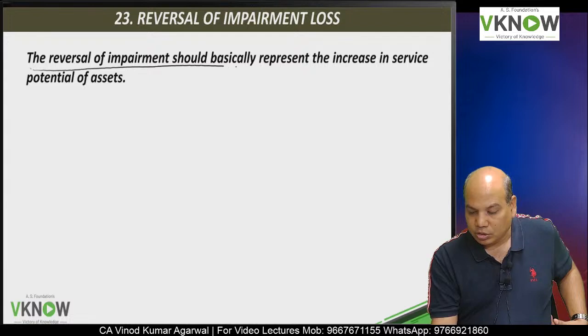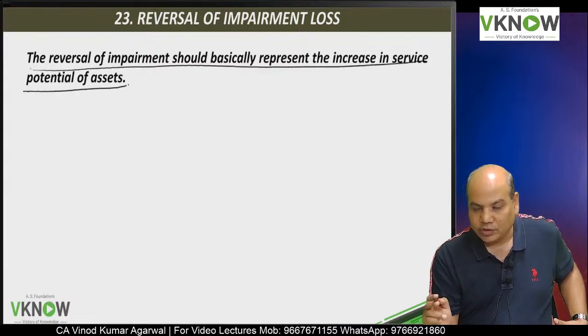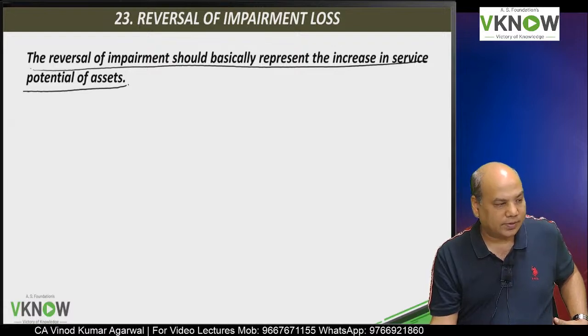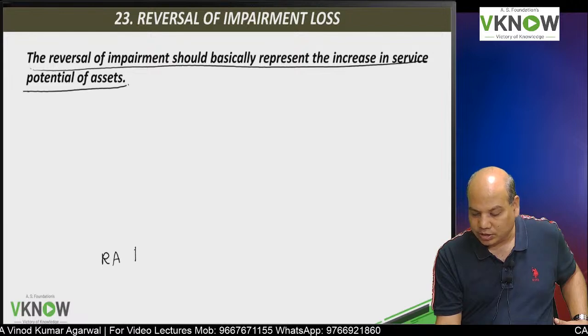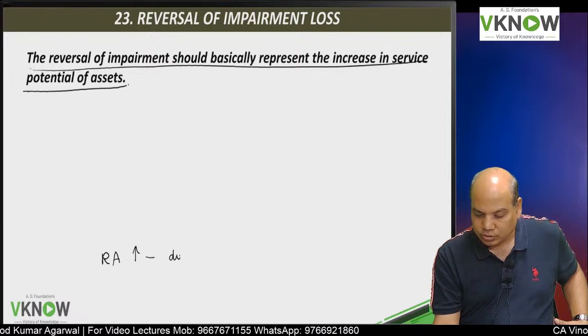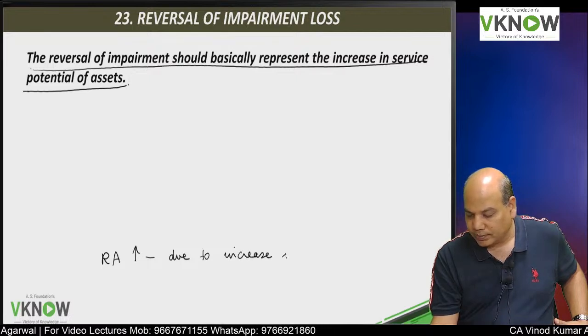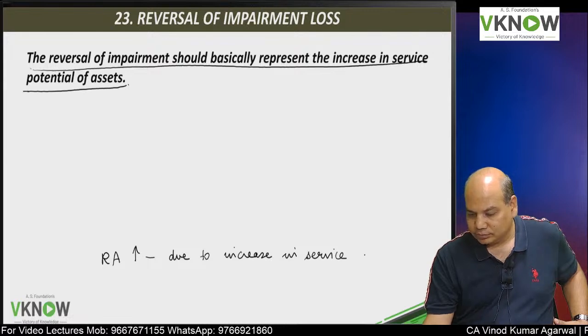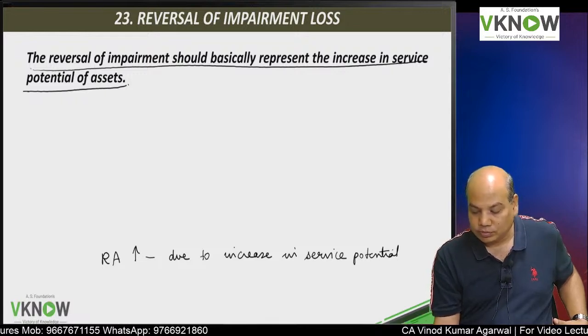Reversal of impairment loss basically represents the increase in the service potential of the asset. Now there are two things. One is recoverable amount can increase due to improvement in the asset. Service potential has improved, capacity has improved, efficiency has improved.